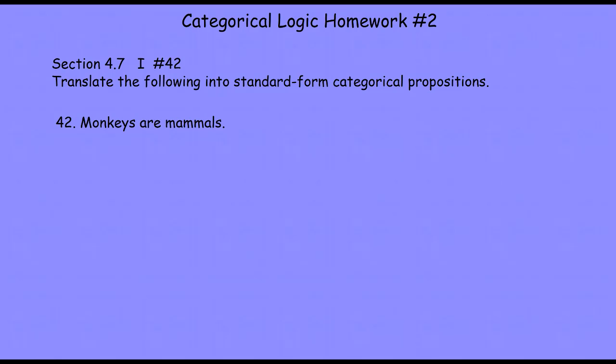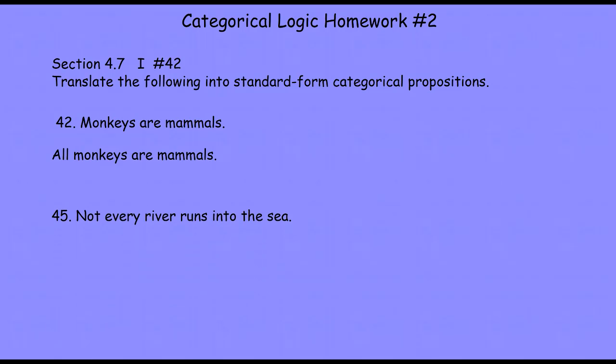We're missing a quantifier. So we have to ask ourselves what we think the implicit quantification is in this sentence. Is it some monkeys are mammals? That doesn't seem likely. Is it all monkeys are mammals? That seems much more likely. We introduce our quantifier and we get the following statement. All monkeys are mammals.